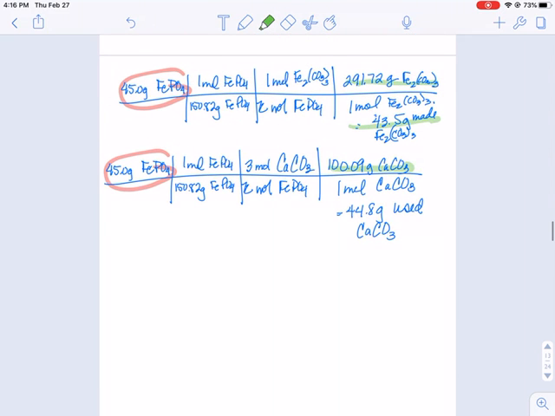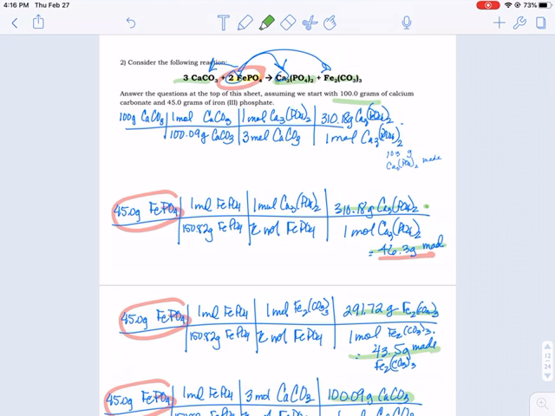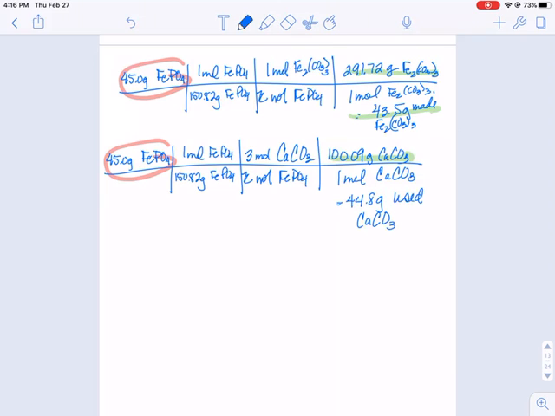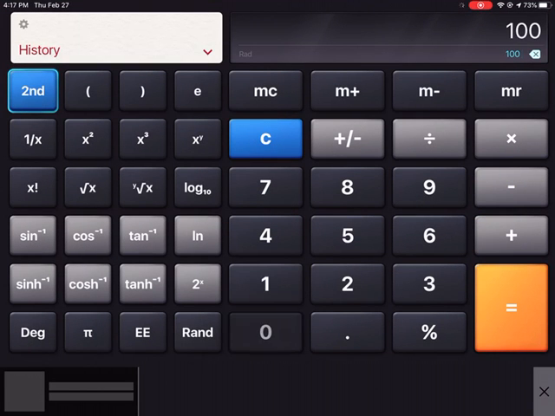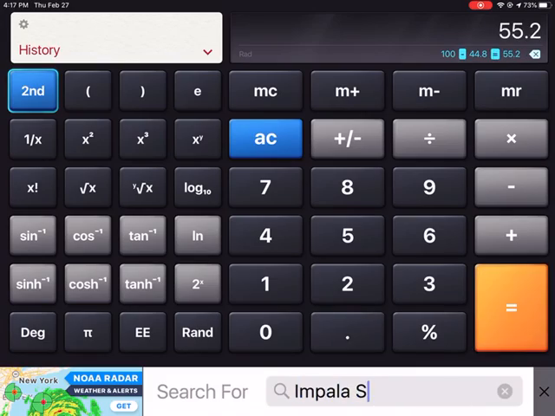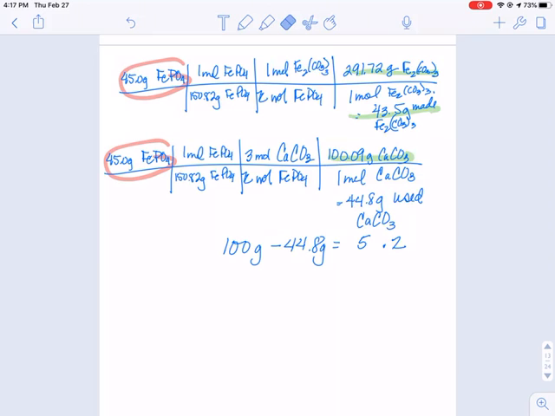How many grams of calcium carbonate did we begin with? Well, if we read back up here, we started with 100 grams. So if we want to know what was left over, we'll take 100 grams minus 44.8 grams, and I believe that gives us 54.2, no, 55.2. Let's do the calculator, shall we? 100 minus 44.8 is 55.2. It's been a long day, and I'm trying to get out of here. Grams left over. Alrighty then.